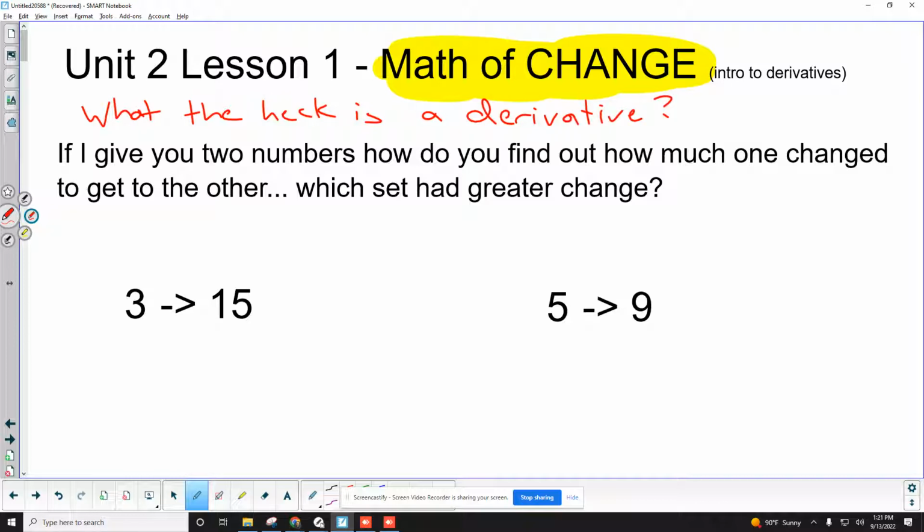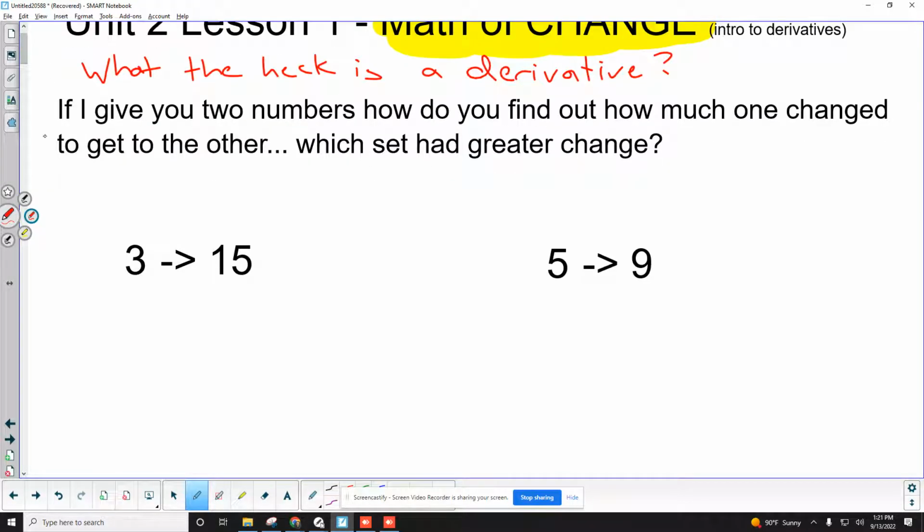All right, well, if I give you two sets of numbers, 3 to 15 and 5 to 9, what's the change? How do you find change? What would you say the change is with those sets of numbers? Go ahead and tell your neighbors. Yeah, a lot of people are like, don't we just add 12 and don't we just add 4? Yep, you're right. 12 and 4, that's the change.